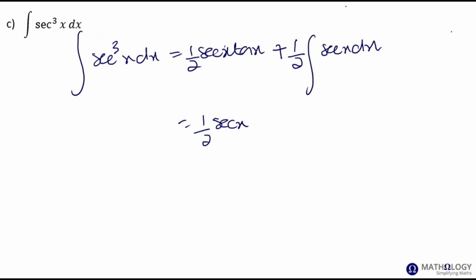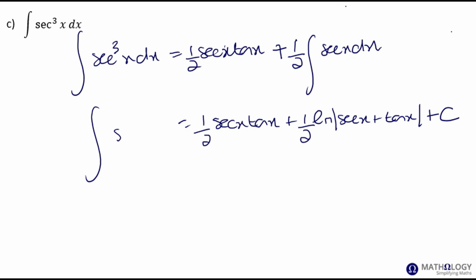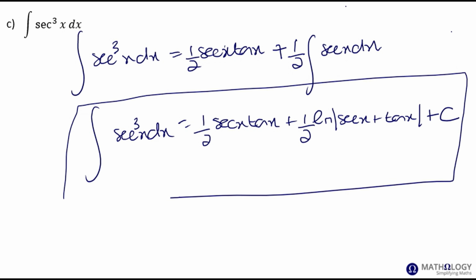So we have a half sec x tan x plus a half the integral of sec x, which is ln of sec x plus tan x. Then we can add the constant of integration as well. So that is the expression for the integral of sec cubed x. This is also found on your table of integrals.